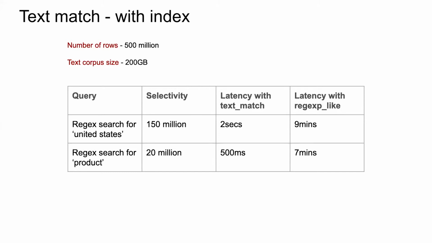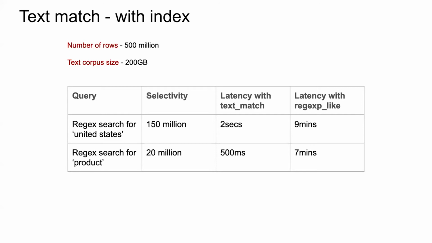Now, with text match, this query completes in 2 seconds. And with the regular expression search regexp-like, it takes around 9 minutes. The second query has a much lower selectivity, around 20 million. It takes around 500 milliseconds for text match and way more with regexp-like. So as we can see, arbitrary text searches are way faster with text indexes as compared to regexp-like.